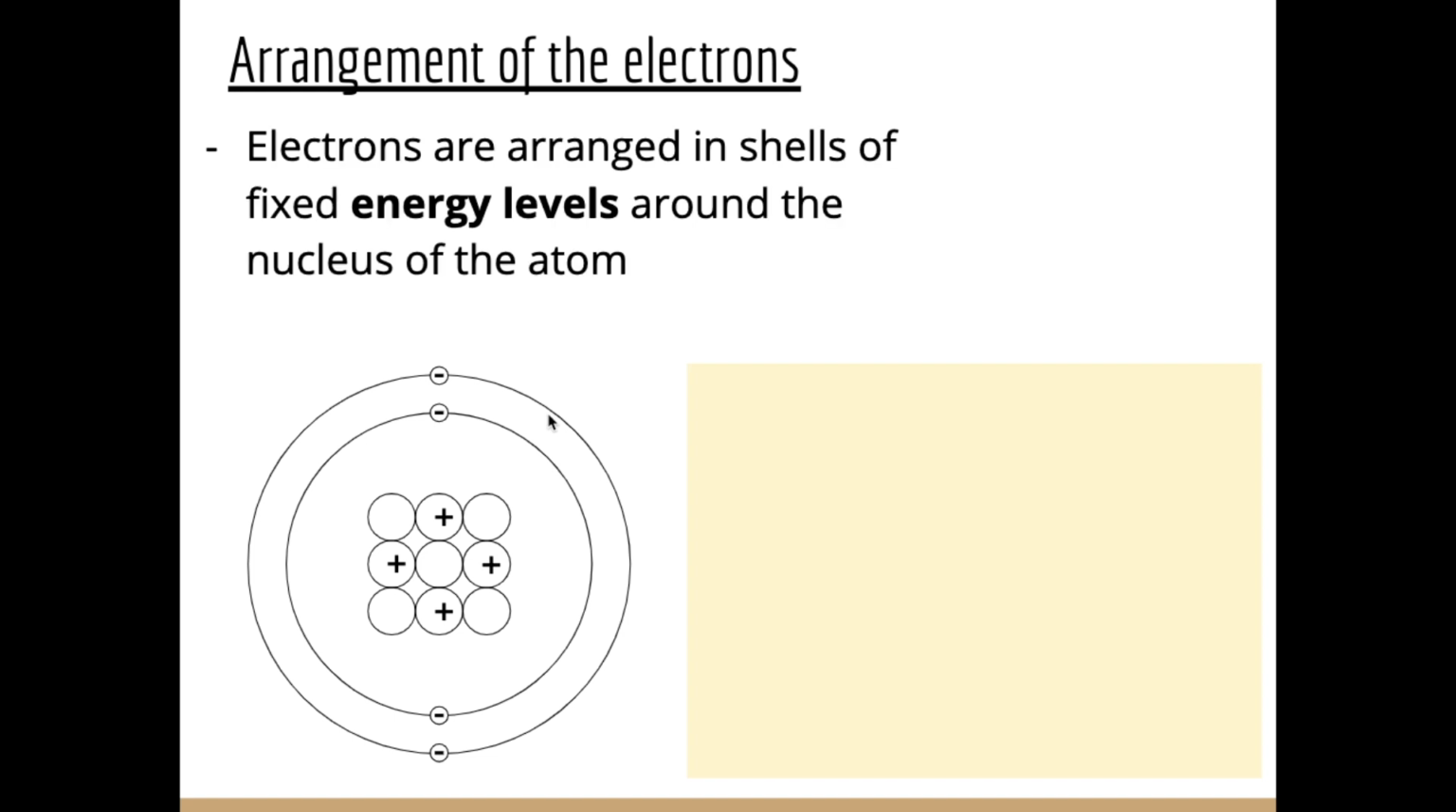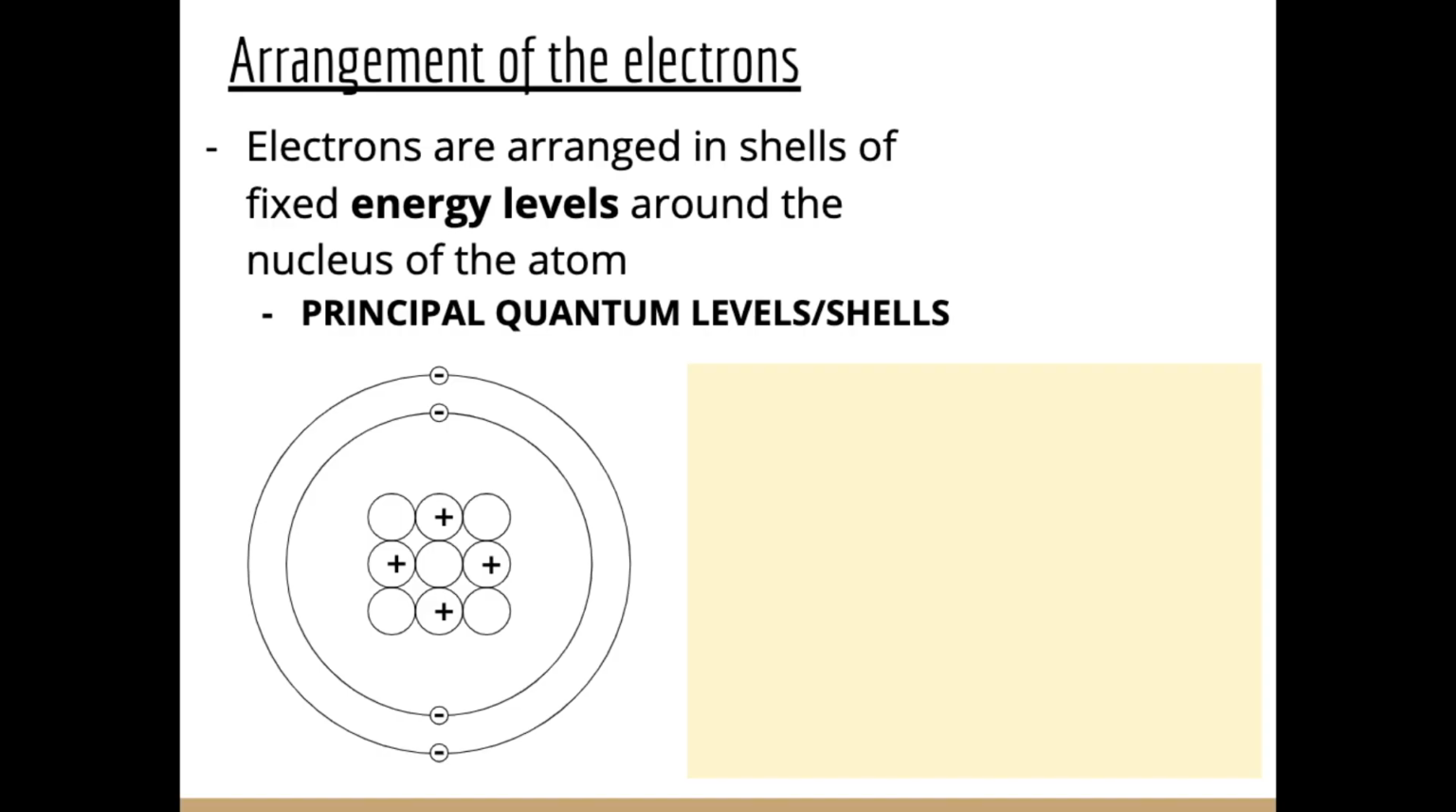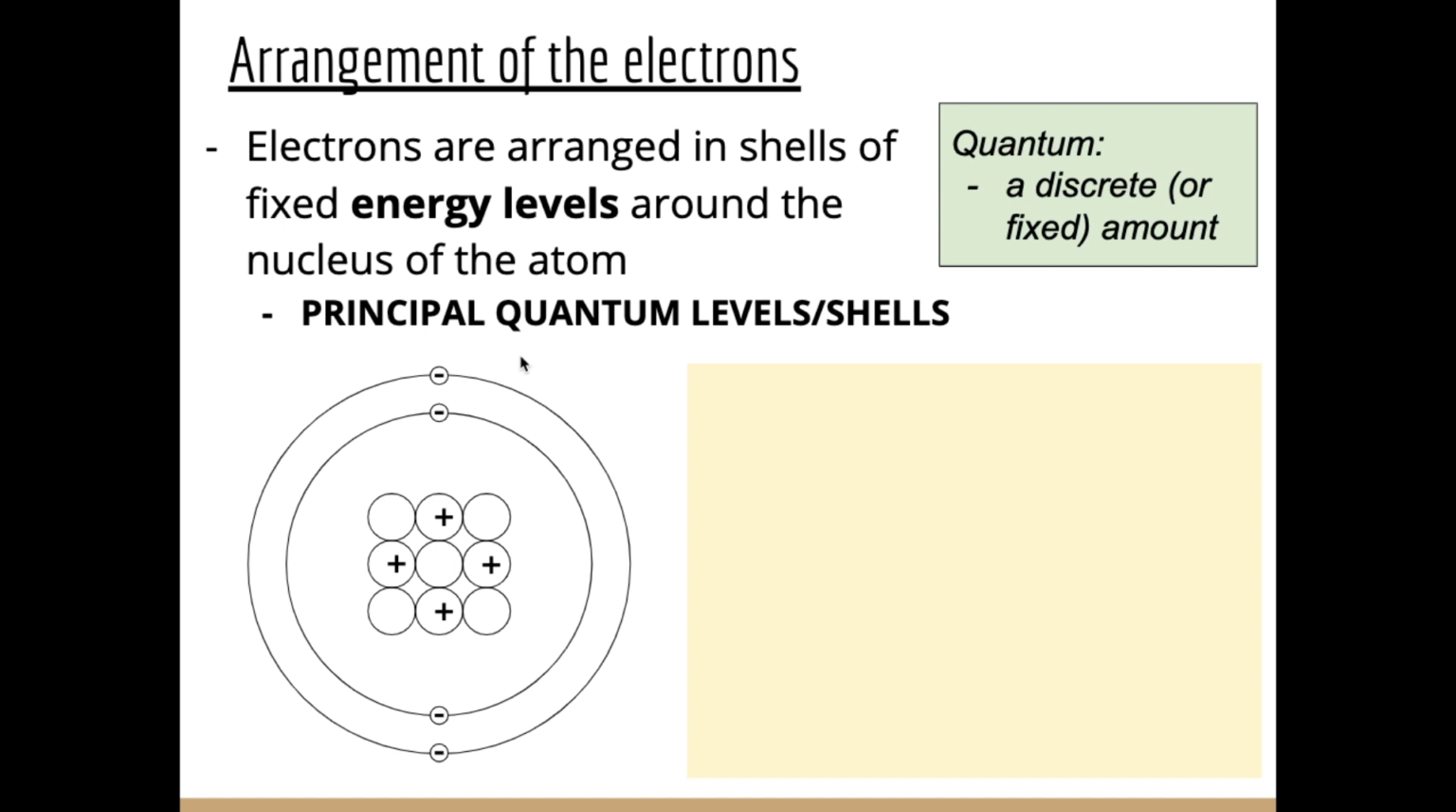Electrons are arranged in shells of fixed energy levels around the nucleus of the atom. These fixed energy levels are called principal quantum levels or principal quantum shells. Now, a note on this vocabulary: we're going to be introducing lots of new fancy sounding science words. The words look more daunting than they actually are. For example, quantum. All quantum means is that it is fixed or a discrete amount. So it's either one thing or it's the other thing. It can't exist within those two things.